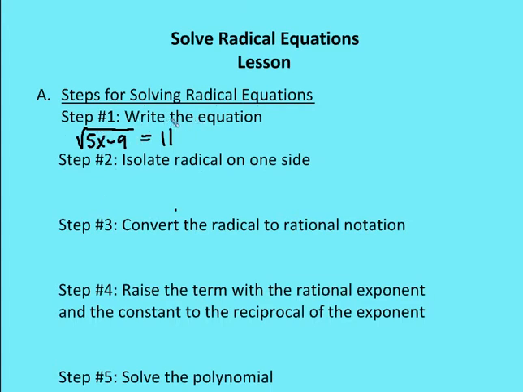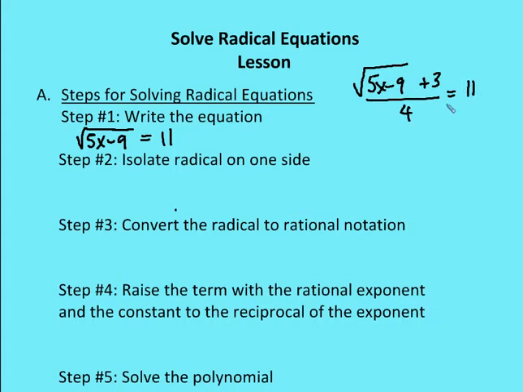So the first step is to write the equation down. Very simple. I have the square root of 5x minus 9 is equal to 11. Second is to isolate the radical on one side. Now in this case, this radical is isolated. It's all on its own on one side. But I might have some equation that looks like this, and now I'm going to need to use algebra in order to isolate my radical.